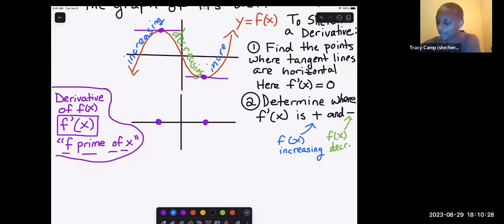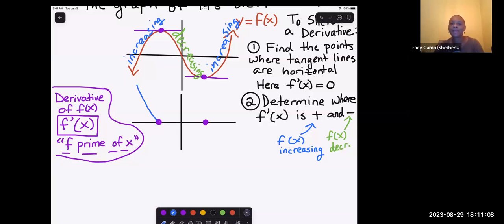So basically, when my initial curve is increasing, the graph of my derivative is going to be above the x-axis. That's what it means for a function to be positive, right? Graphically, that means it's above the x-axis. So I'm going to draw just a curve above the x-axis to the left of that point where I have the top of the hill.